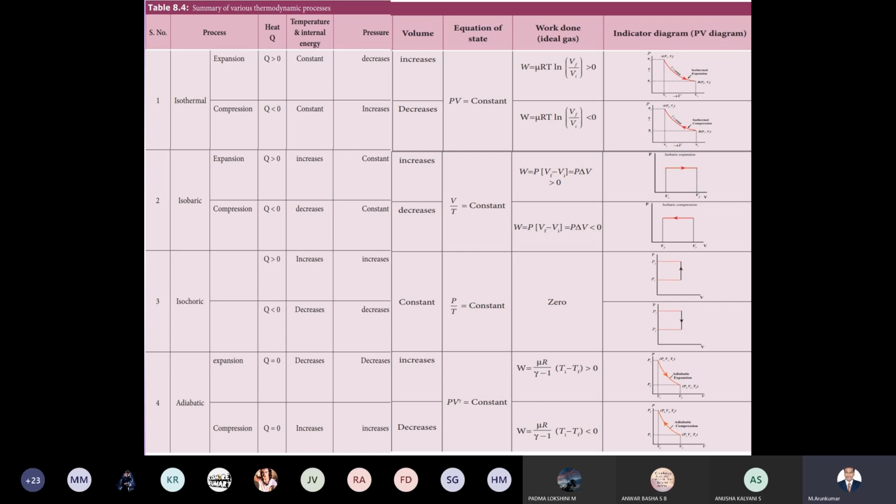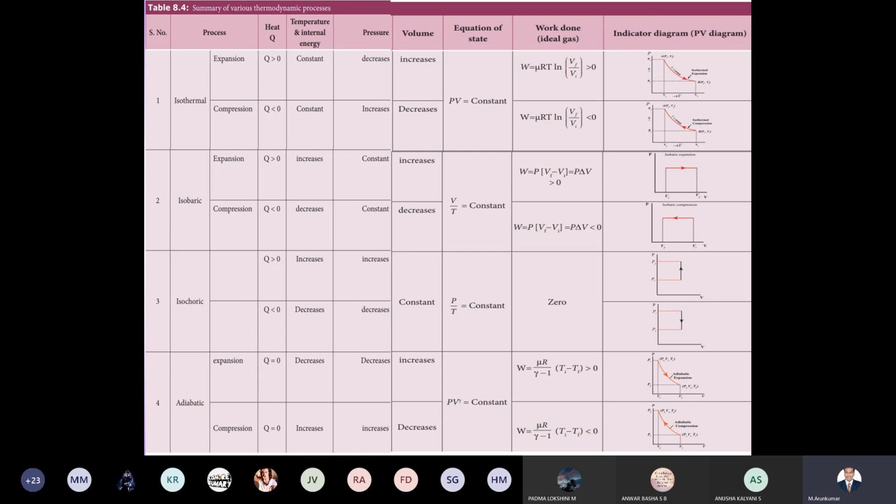So we can get increased temperature. Also we can increase the volume. During expansion we will increase the volume. During compression we will decrease the volume. Here also the expansion increases the volume, compression decreases the volume.